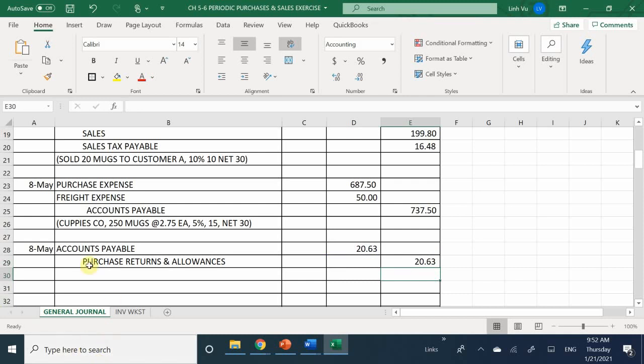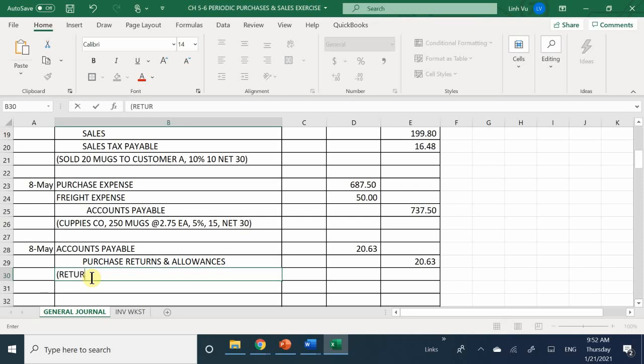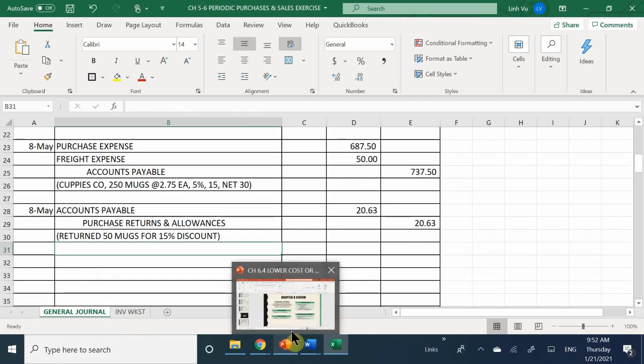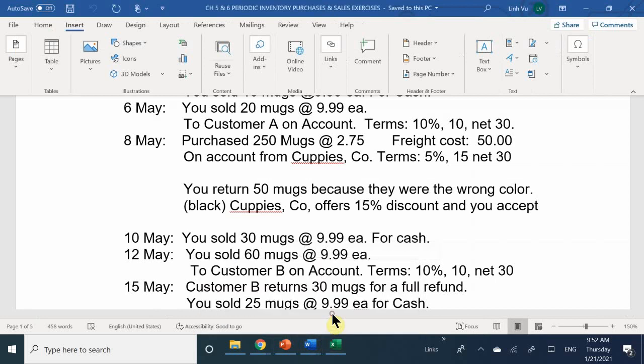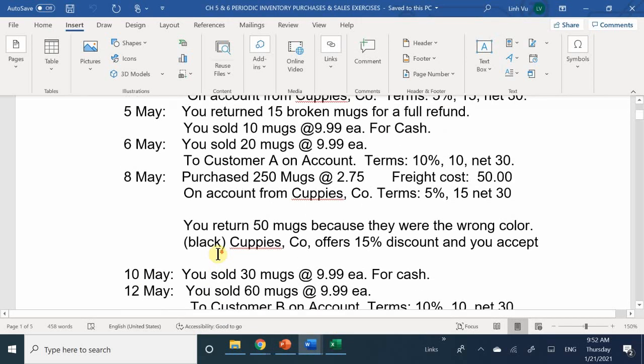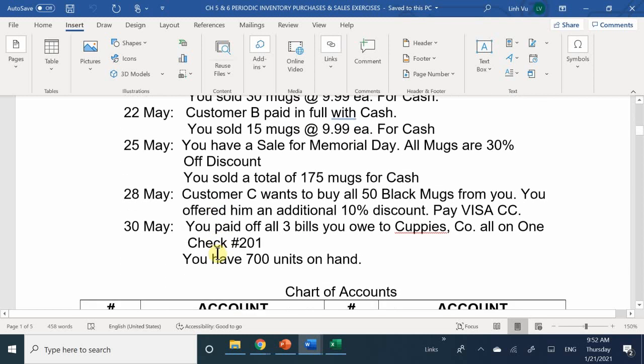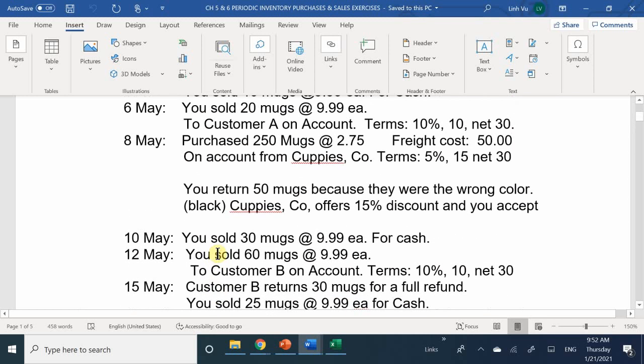Okay, so therefore I'm going to go ahead and indicate it right here that I returned 50 mugs for 15% discount. Okay. All right. So I'm going to stop here because now we did our inventory worksheet. We did our journal. So I'm going to stop here and we'll continue the rest of the problems at the end when we come back from the break.